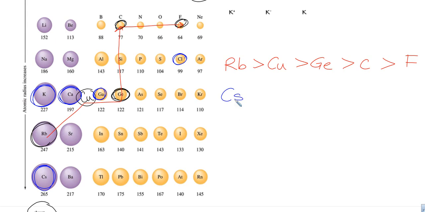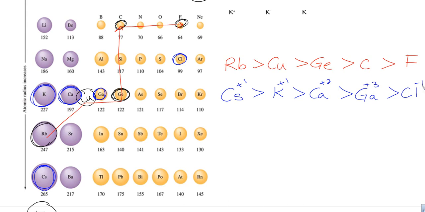Cesium is larger than potassium. They're in the same group. So going down, there's more energy levels. As I go across, atoms get smaller. There's a greater nuclear charge. So next would come calcium and gallium. And I should put in the charges. +1, +1, +2, +3. And then the smallest would be chlorine -1.